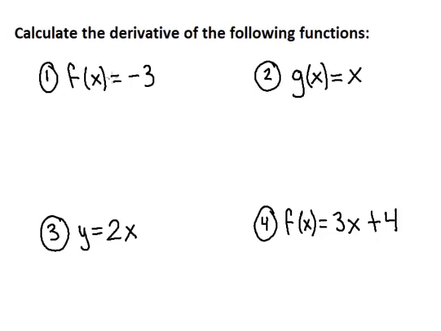Okay, I have a function, f(x) equals minus 3. Well, remember, this is a constant, right? So the derivative of a constant will be 0. So f prime of x would be 0 because that's a number. Derivative of a number is 0. And that's it.